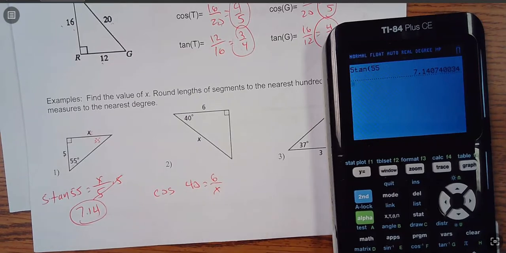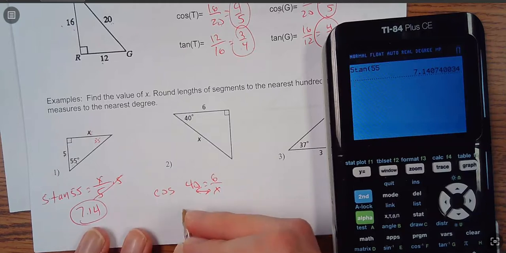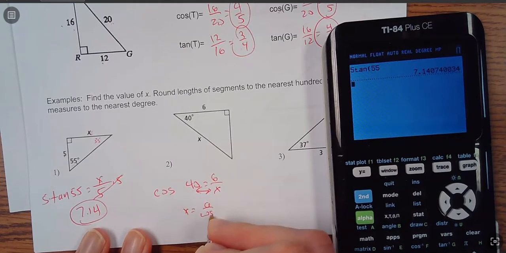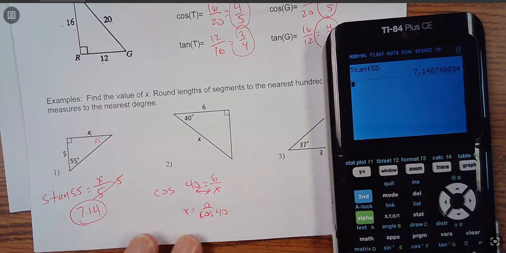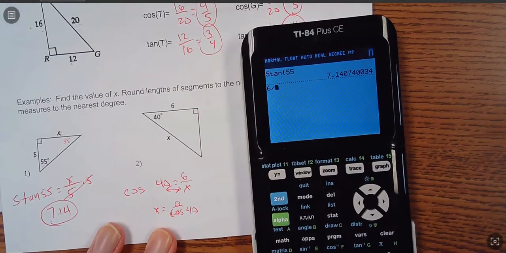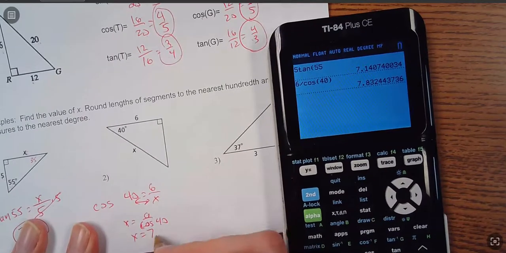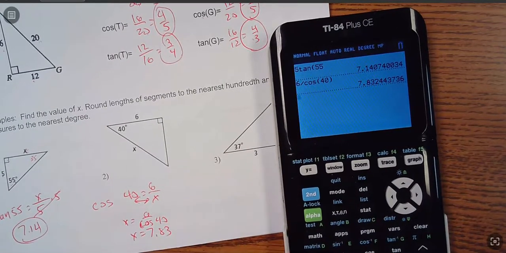Well, if x is in the denominator, you could solve for x doing a couple of steps, but one trick here, if x is ever in the denominator, just switch those two. So I'm going to say x equals 6 over cosine 40. So on my calculator, I'm going to divide instead of multiply. So 6 divided by cosine 40, and I get 7.83. I forget what Math Excel wants you to round to. It might be the nearest tenth, but I'm going to do hundredths on the notes.